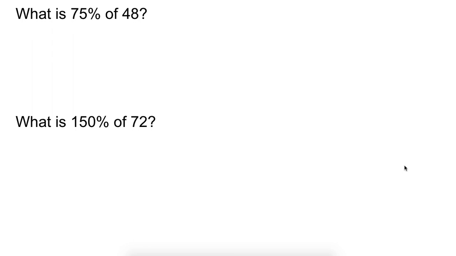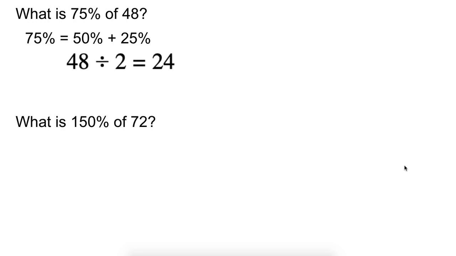One way we can look at this one is 75 is 50 and 25. That makes up 75. So if we start with 48, let's find 50% of it. 50% would be 48 divided by 2, which would give us 24. So that's what 50% of it would be. To figure out what 25% of 48 would be, we would take 48 and divide it by 4, which would give us 12.